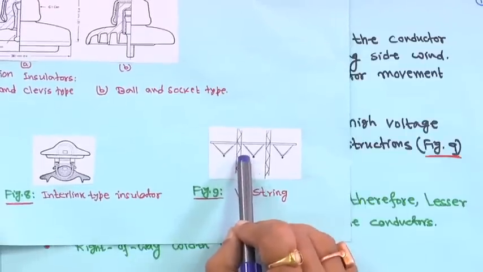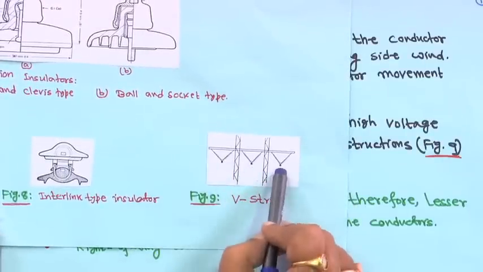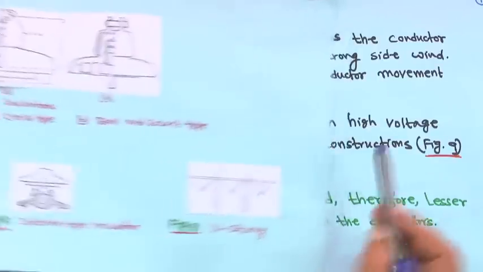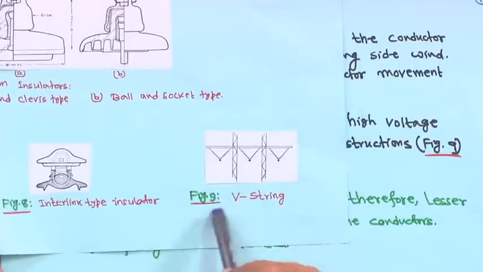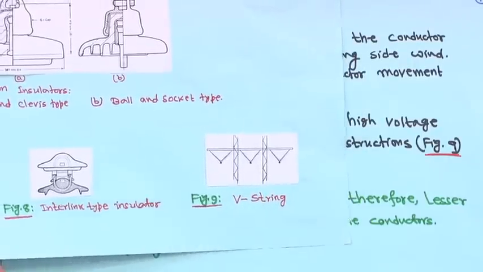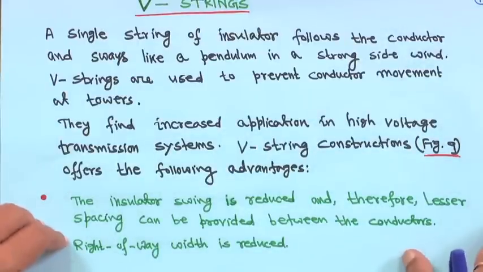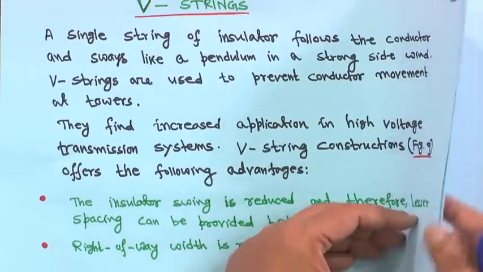So, this is actually a V string, and that is how it is connected, right. There is one conductor here, one here, for a 3 phase line, this is the tower, and this is how the insulators are connected, as I showed, such that there will be no swing. This is actually figure 9, this is a V string. So, V string conductors offer the following advantages, it has some advantages.